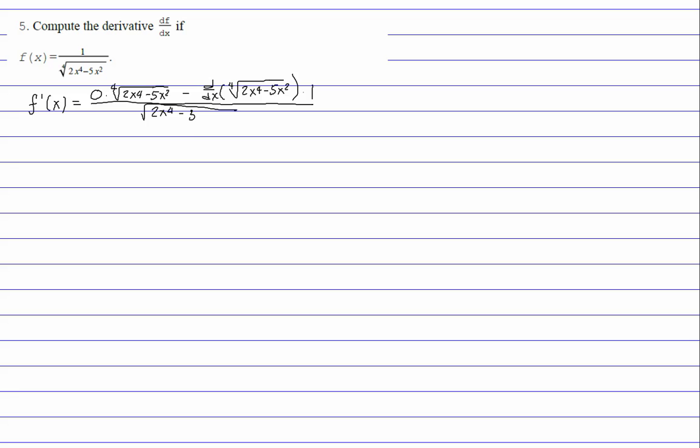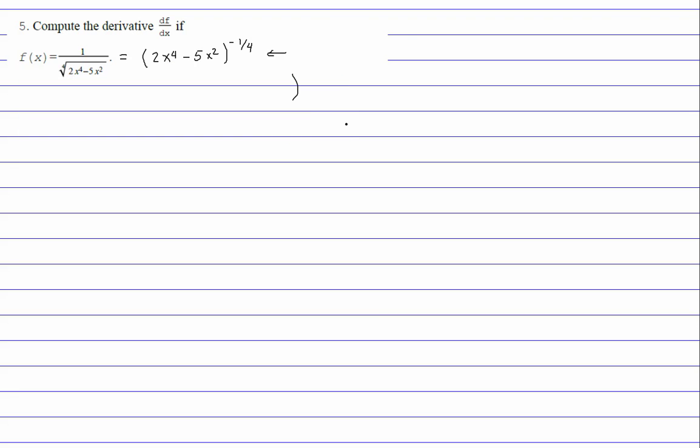And while this is all true, I would completely discourage you from doing it this way, because it's way too difficult. Instead, you can write this as 2x to the fourth minus 5x squared to the power of negative 1/4. And now you can apply chain rule to this expression, which is a lot easier than what we had down there. So please be mindful of that. That would make your life a lot easier if you avoid that mistake. Or it's not really a mistake, it's just you're complicating things more than you need to.